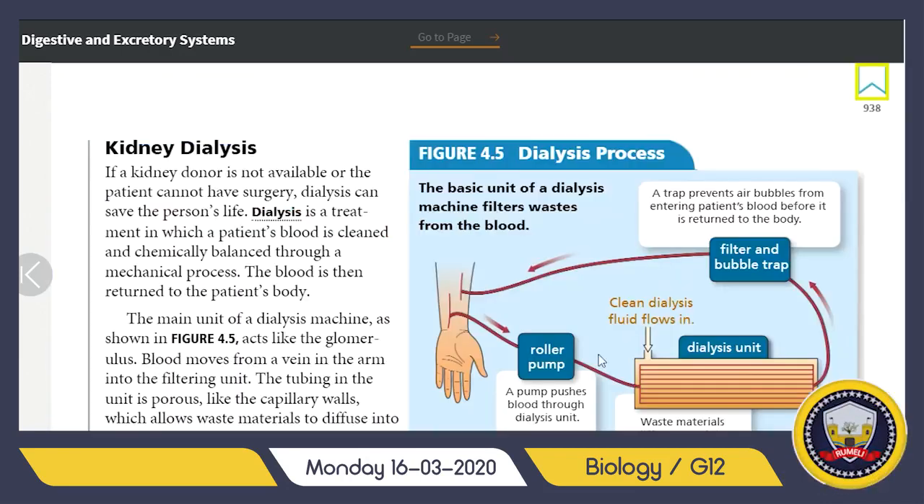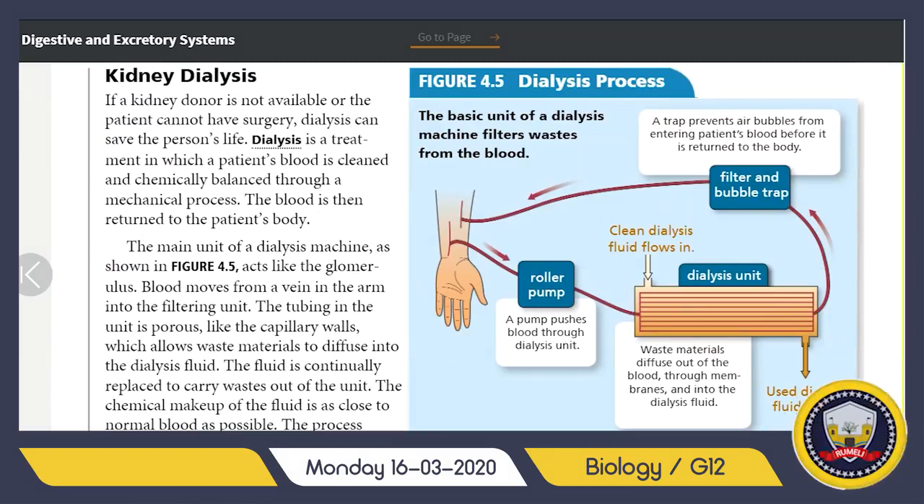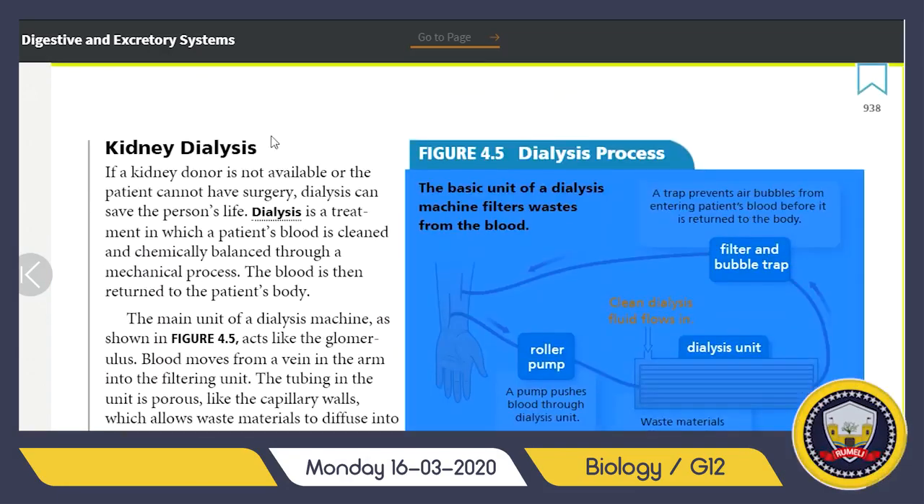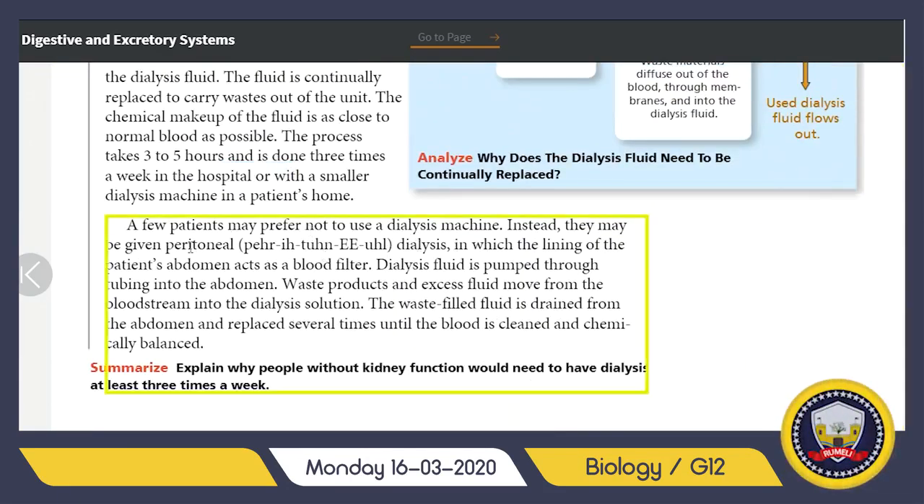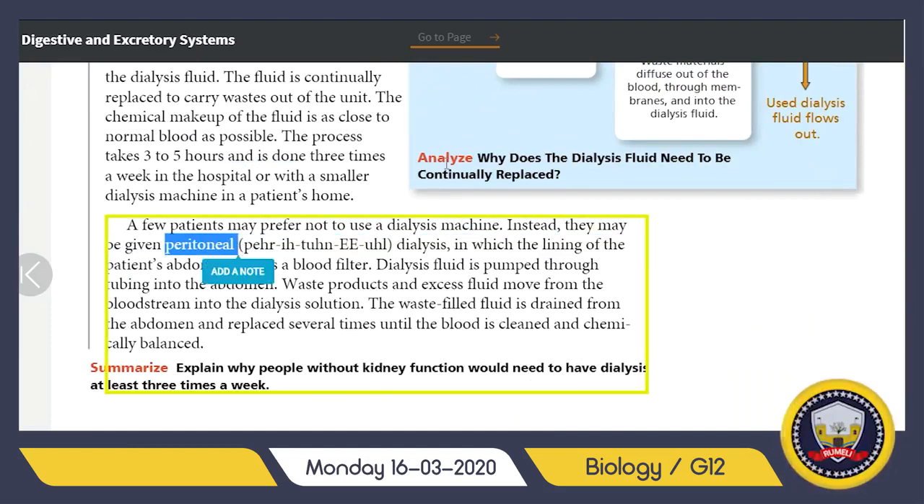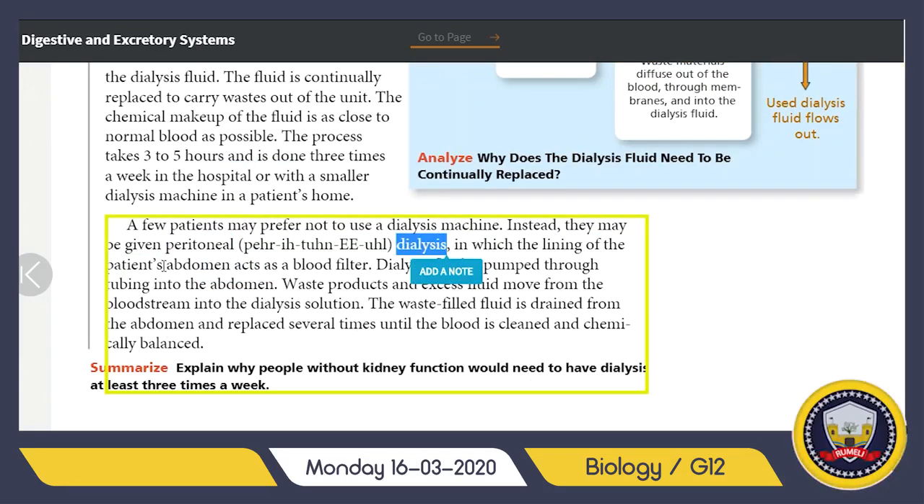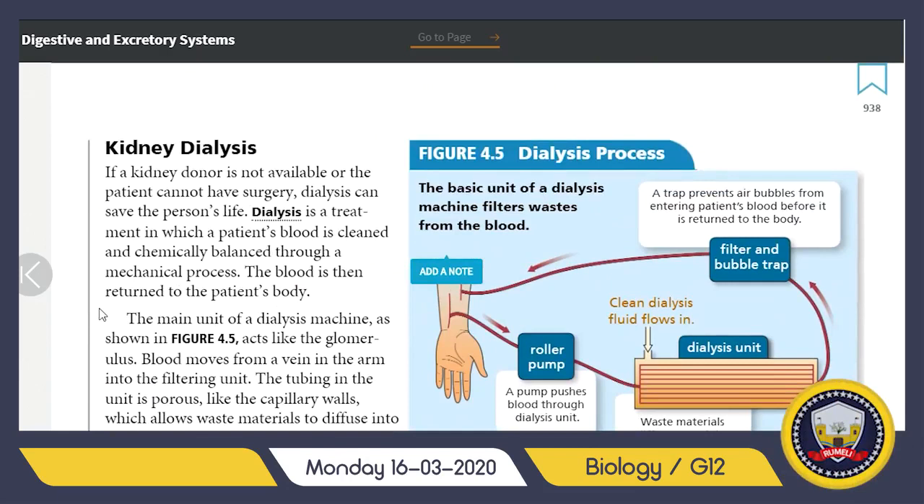Now, the other method is dialysis. Kidney dialysis, guys, has two types. We have the normal kidney dialysis and something called peritoneal dialysis. Okay, I will come to this later. Peritoneal dialysis and normal kidney dialysis.